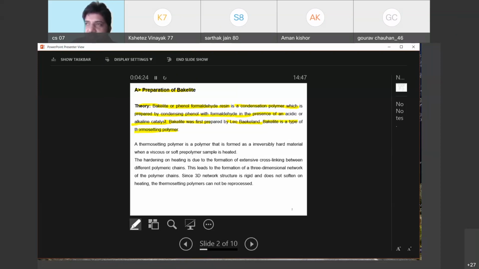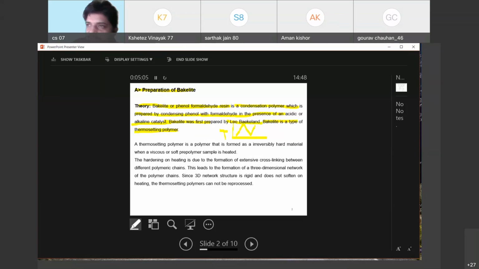Now what are thermosetting polymers? We have discussed thermoplastic and thermosetting polymers in the class. Thermoplastic polymers you can make soft by heating, and if you cool them, they become hard. If you again heat them, they become soft. So they have this kind of reversible nature. They are called thermoplastic polymers. Suppose this side we have temperature.